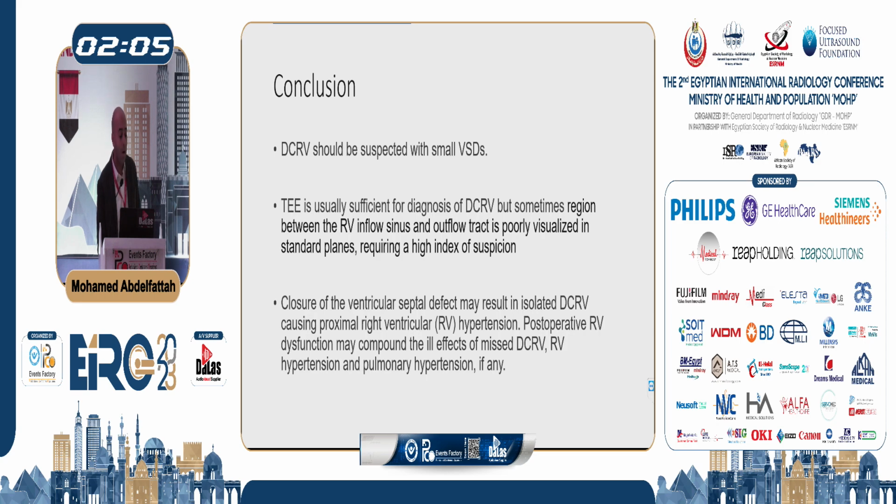Conclusion: DCRV should be suspected with small VSDs. Transthoracic echo is usually sufficient for diagnosis of DCRV, but sometimes the region between the RV inflow sinus and outflow tract is poorly visualized in standard planes, requiring a high index of suspicion.